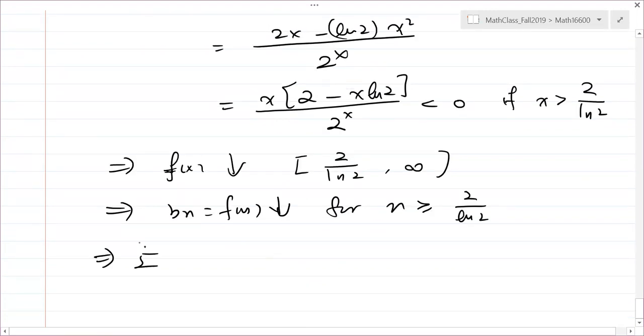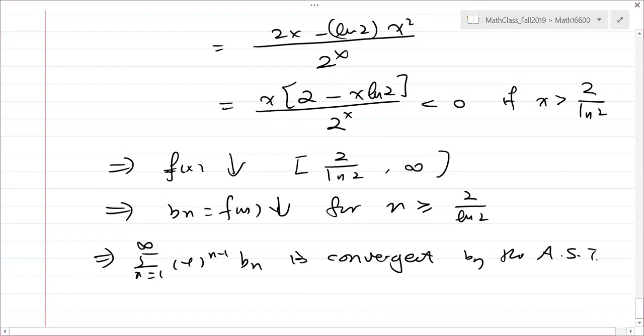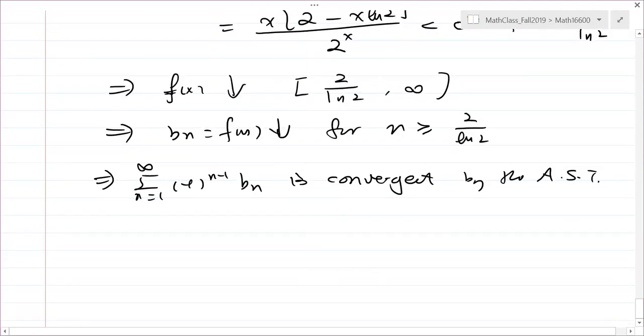Then that implies this is convergent by the alternating series test. Okay, but as you see, the alternating series test is probably not the best way to do it.